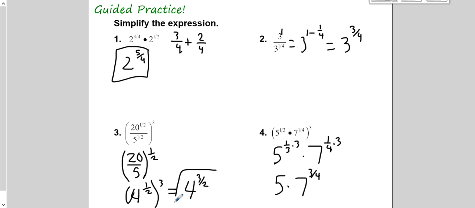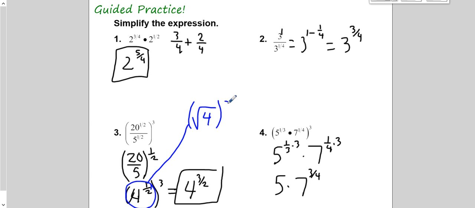Now, I'm not sure if Big Ideas will take this answer, 4 to the 3/2, if they just wanted you to do the exponent rules, or if they wanted you to simplify some more. Think about a 1/2 power. 1/2 power is also a square root. What is the square root of 4? Square root of 4 is 2.